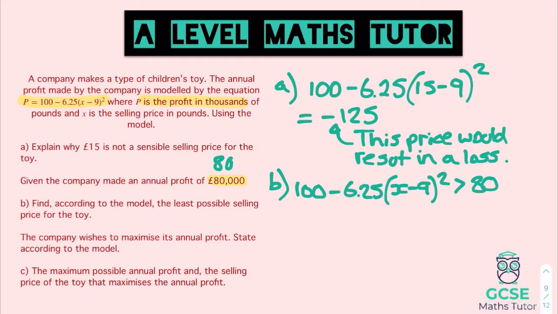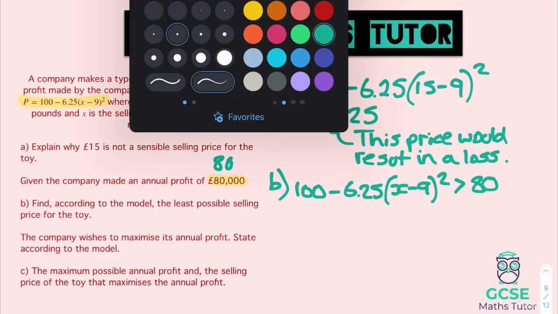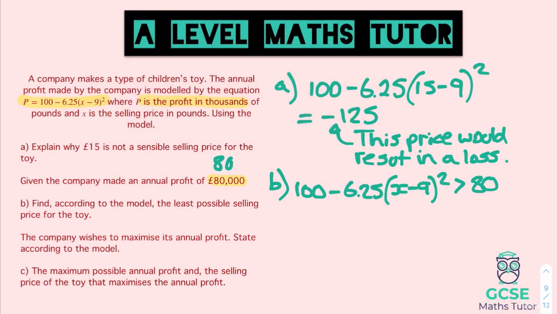So to solve this, we want to rearrange it. If we first of all subtract 100 from both sides, we'll end up with minus 6.25, not forgetting that negative there, (x minus 9) squared, and that's now going to be greater than negative 20. Now the next thing we need to do is divide by negative 6.25. Again, don't forget you can just do this on the calculator. So we'll divide by negative 6.25, and let's see what that results in.